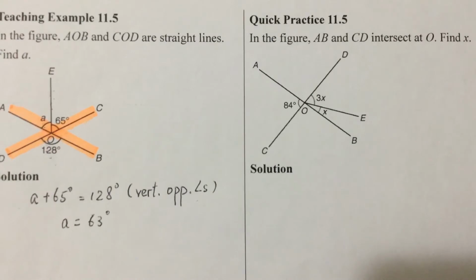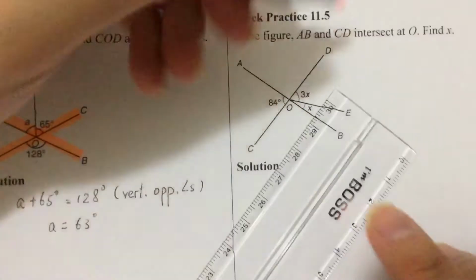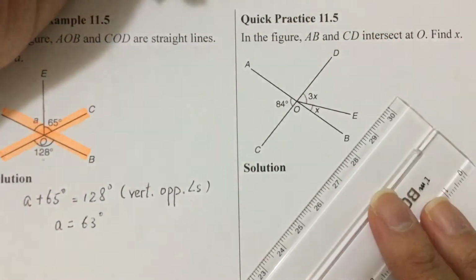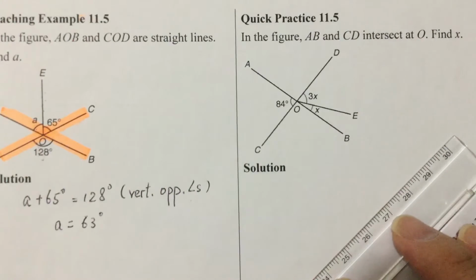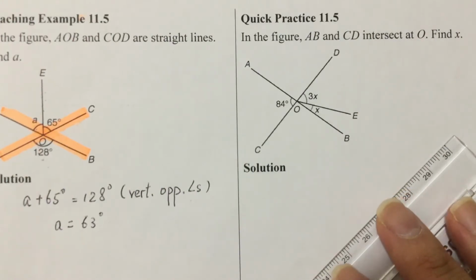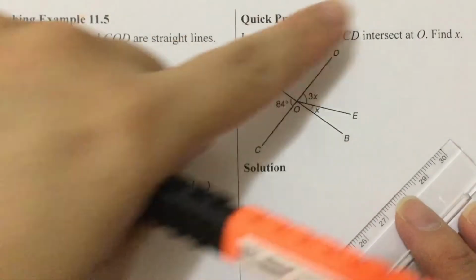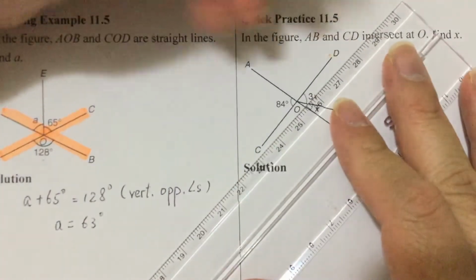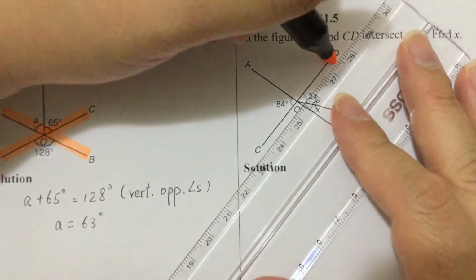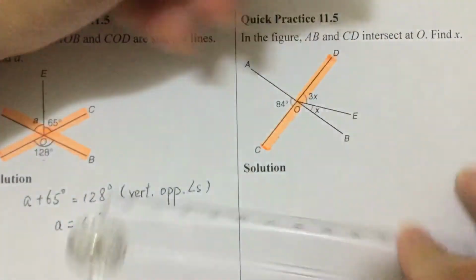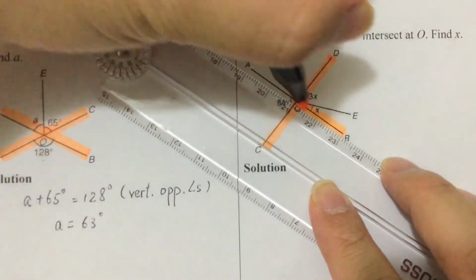Okay, if we are going to find x, why don't we first draw these two straight lines. AB and CD intersect at O. Intersect means 相交於. That means they must be straight lines because every two points must form a straight line. So this one is a straight line, I draw it here. This one is a straight line, and this one is also a straight line.